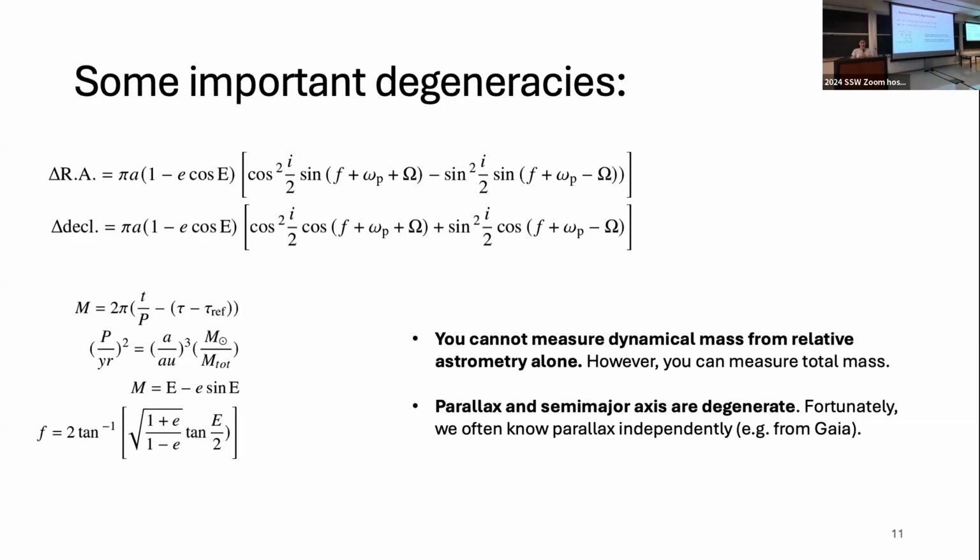individual component masses. Another important degeneracy is that parallax and semi-major axis are degenerate. So those are these guys in front here. You can understand this by thinking that these together give you the apparent size of the orbit. So if the thing is farther away, but it's also got a larger semi-major axis, that appears exactly the same. So these two things are perfectly degenerate. This isn't quite as much of a problem because nowadays we typically have very good independent measurements of parallax from the Gaia mission. So we can use those as strict Bayesian priors, for example.